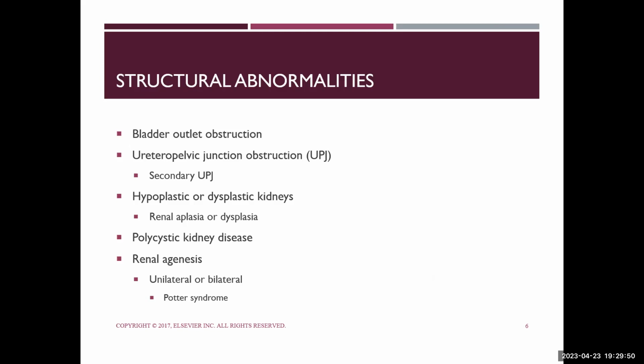You can also have a so-called UPJ. This is a ureteropelvic junction obstruction.